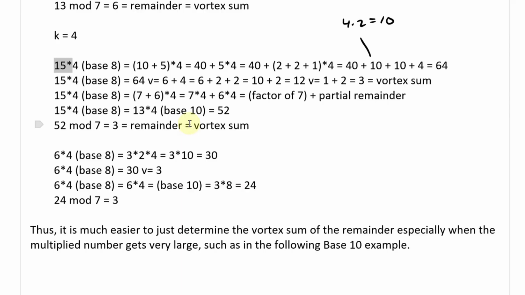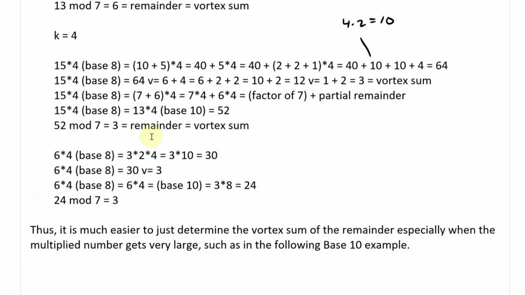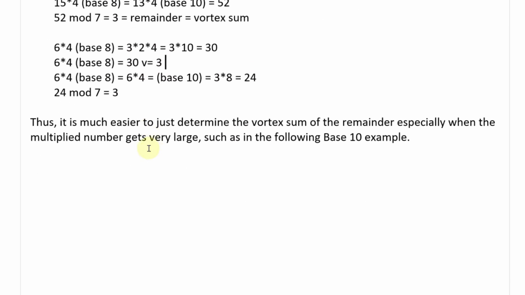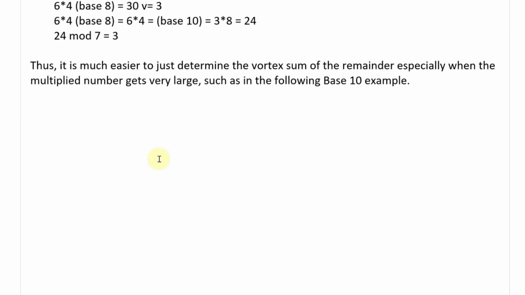Because the vortex sum can only be a number between 1 and the base minus 1. So it's very, very small. So it can only go from 1 to p, or the modulus. So thus it is much easier to just determine the vortex sum of the remainder, especially when the multiplied number gets very large, such as in this example.